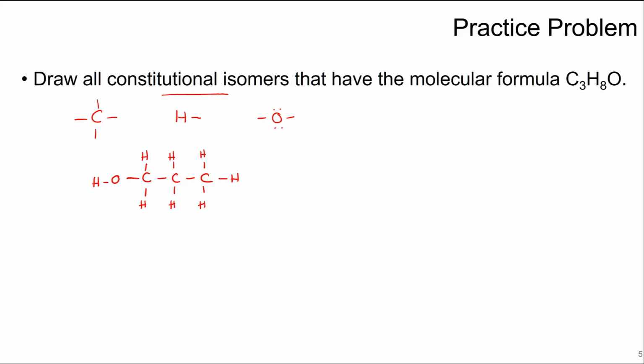So we have 3 carbons. I have 1, 2, 3, 4, 5, 6, 7, 8 hydrogens and 1 oxygen. So this is one isomer of that formula.